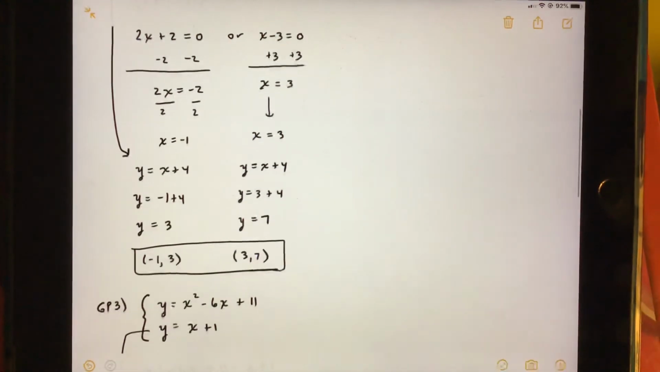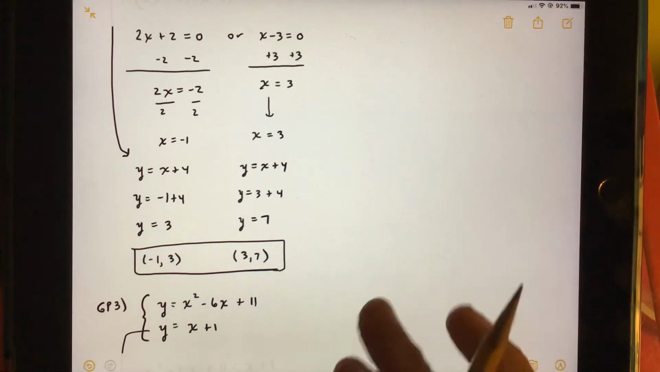So my two solutions will be negative 1, 3. That's one of my ordered pairs. And then the other ordered pair is 3, 7. So I have two ordered pairs that solve this system. And that will be the 2 points of intersection when the line crosses over that parabola at those 2 points.